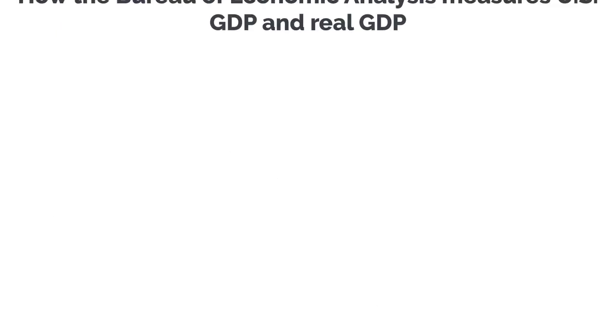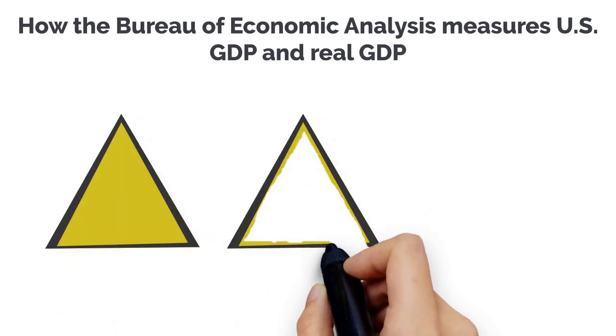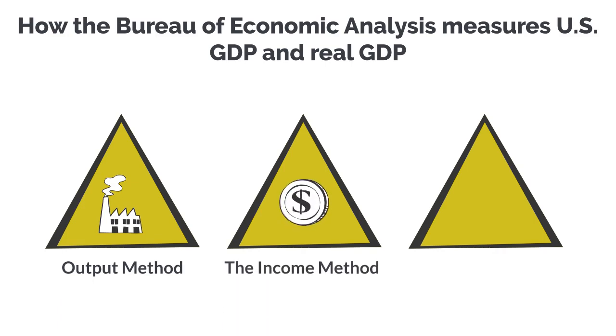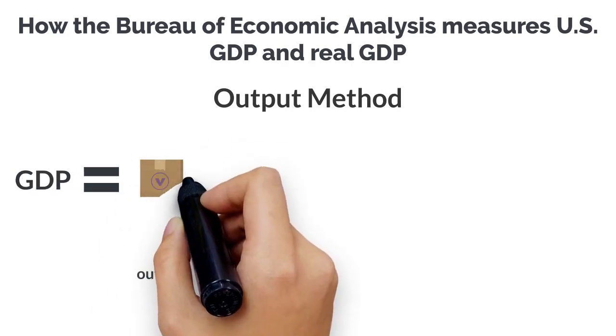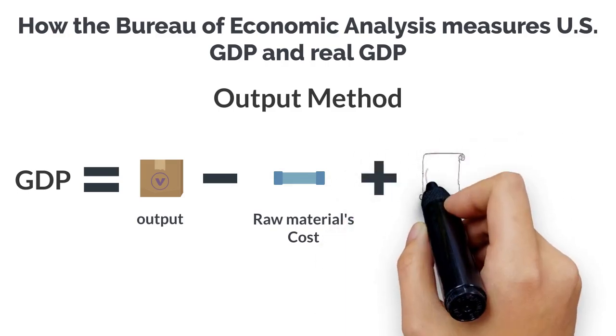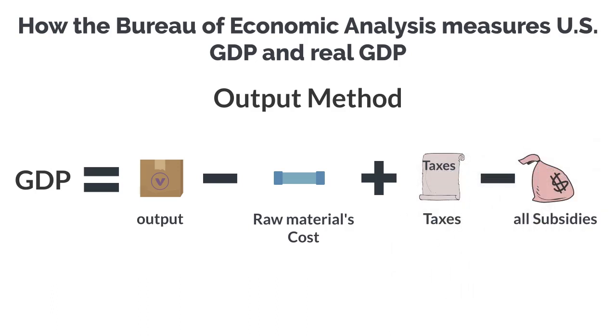How the Bureau of Economic Analysis measures U.S. GDP and real GDP. There are 3 ways of measuring GDP, each of which should give the same answer. These methods are the output method, all value added by each producer; the income method, all income generated; and the expenditure method, all spending. Output method. Output, what is produced, minus the value of goods and services used up in producing these outputs, the inputs or intermediate consumption, plus all taxes on products like VAT, minus all subsidies on products like renewable energy subsidies.